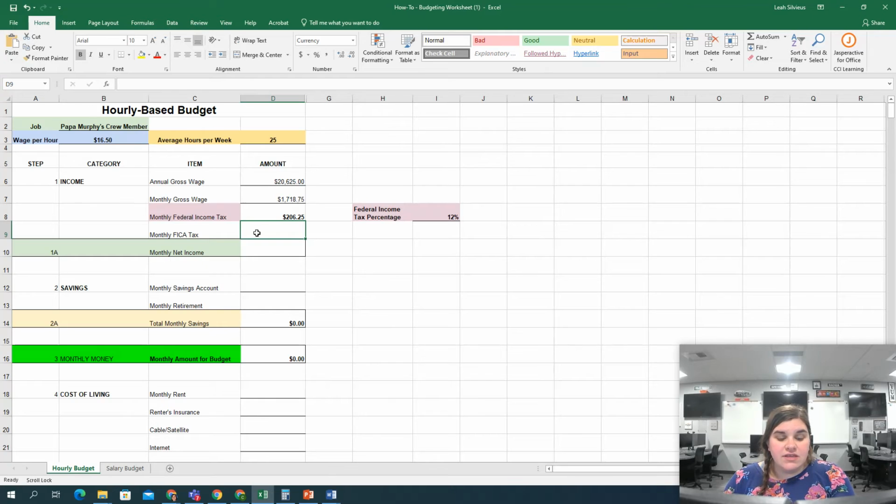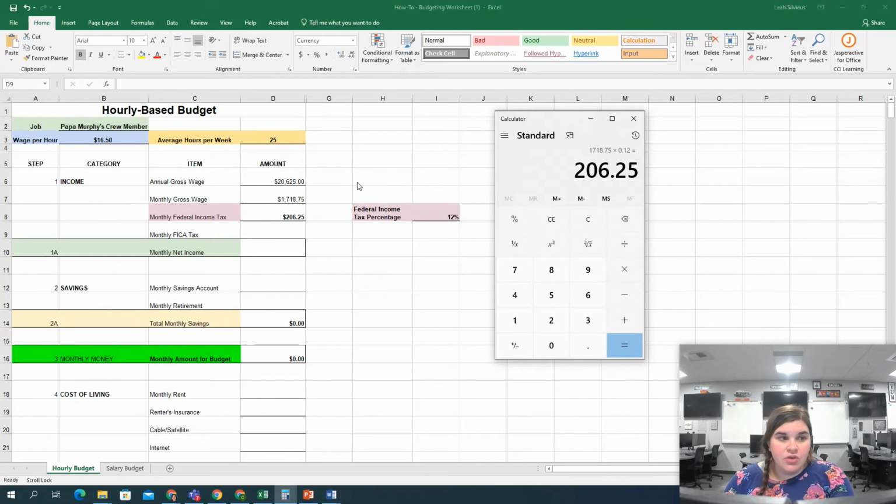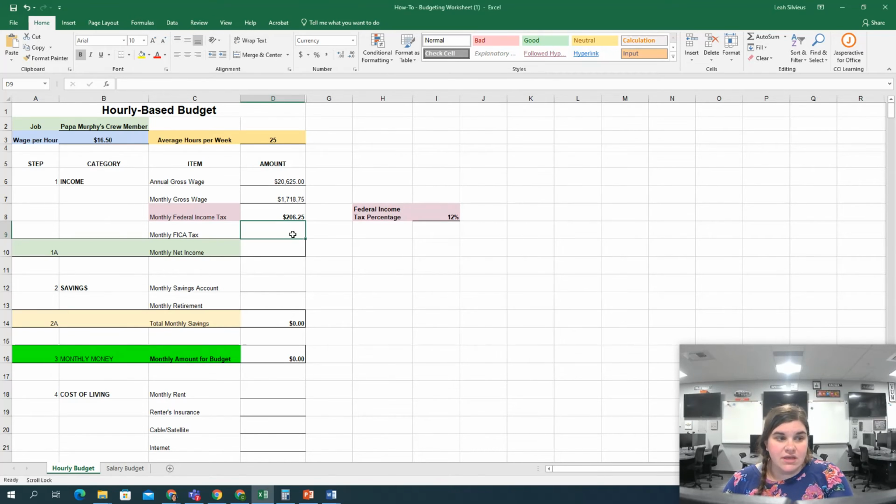My monthly FICA tax is going to be the same thing, $1,718.75 times 7.65%, which is 0.0765, and that's going to equal $131.48. So I'm going to put that in there.